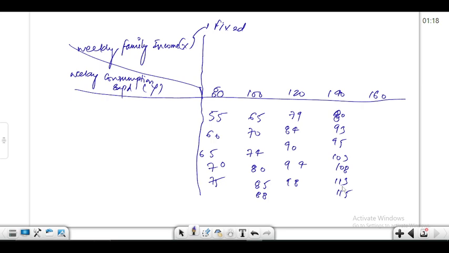For the case of $80 as weekly family income, I have the data of five families. So there are five families with $80 weekly family income. Similarly, I have a different number of data points for families who have $100 of weekly family income.